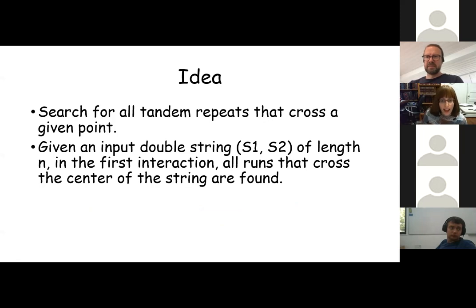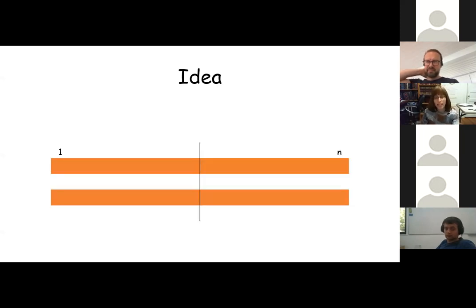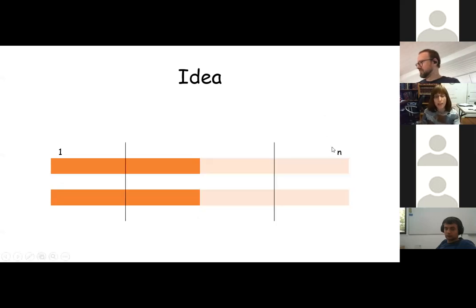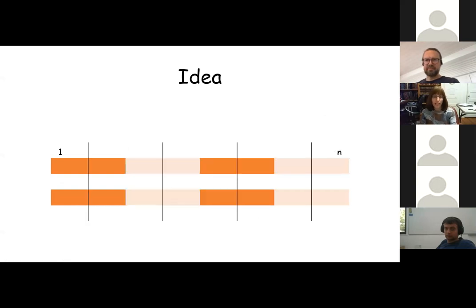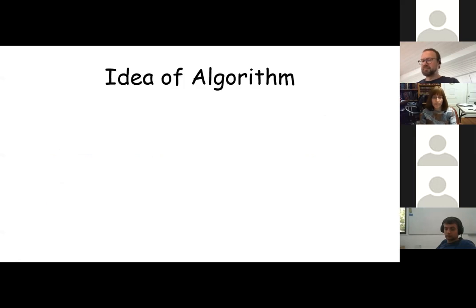And once you find those tandem repeats that cross that given point, you split your input into two halves and you find those that cross the midpoint of the first half and those that cross the midpoint of the second half. So here it is in figure form. If you're looking at the top level of your string of length n, you find everybody that crosses the midpoint, and then you process the left and the right, finding everybody that crosses the midpoint iteratively or recursively, no more than log n iterations.